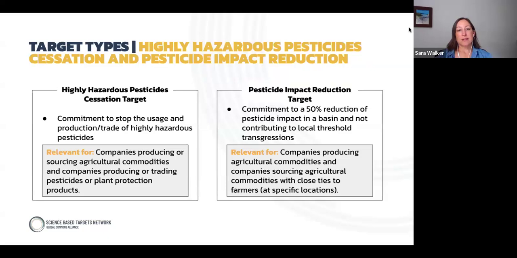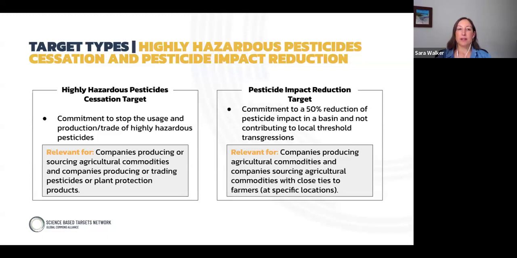After these three tasks, companies will have an understanding of their baseline impact and will be asked to set one or two types of targets. The first target is the highly hazardous pesticide cessation target, which covers pesticides that should be completely phased out and is aimed at companies producing or sourcing agricultural commodities and companies producing or trading pesticides or plant protection products.